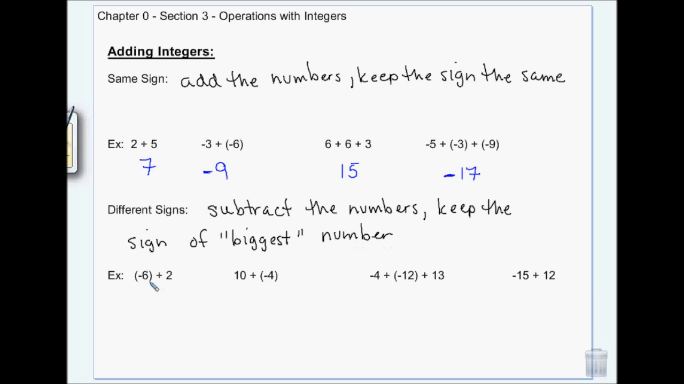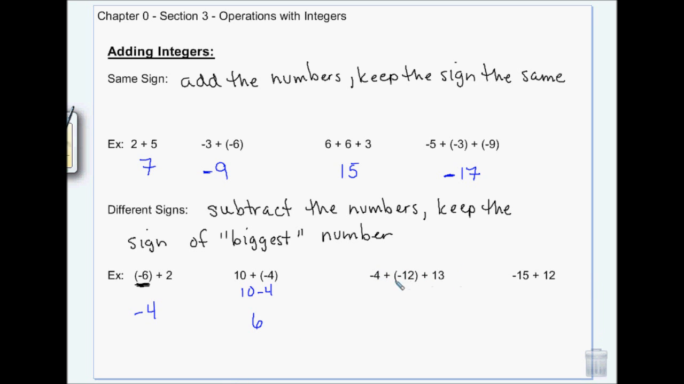So here I have a negative and a positive, so I'm going to subtract. So 6 minus 2 is 4. The 6 is bigger, so my answer is going to be negative 4. Here I have a 10 plus negative 4. So this is the same thing as 10 minus 4, really. But I'm going to subtract 10 minus 4, and because the 10 is larger, my answer is positive.